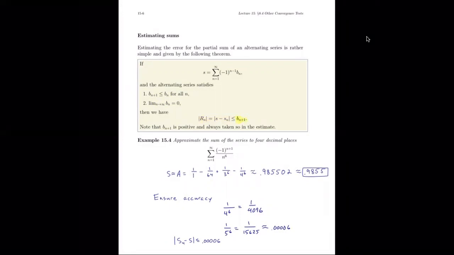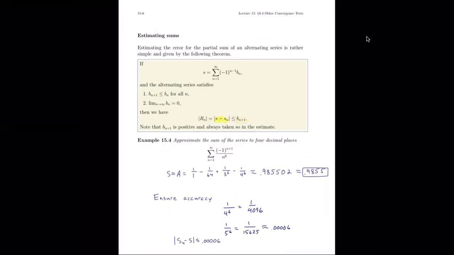So in other words, the error, if we use the nth partial sum, is bounded by, we're going to be no more incorrect than b sub n plus 1. It's a really handy, quick estimate with error bounds to have on hand for these things. And I'll show you why that's the case when we do the example below.